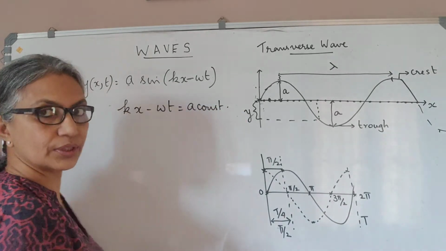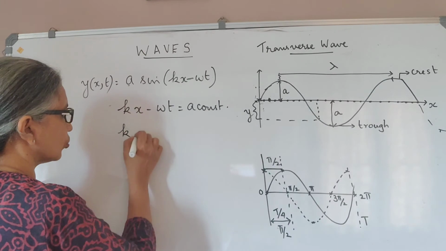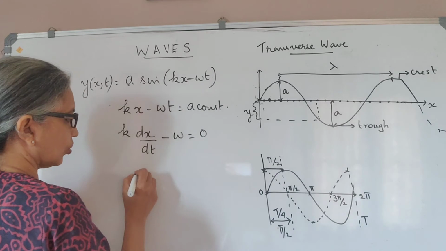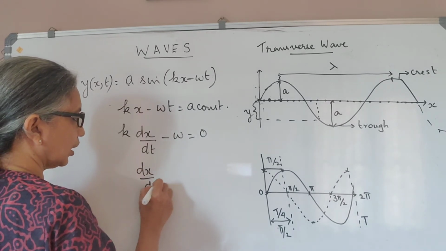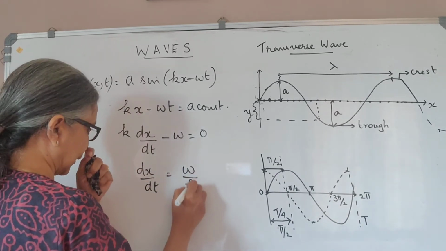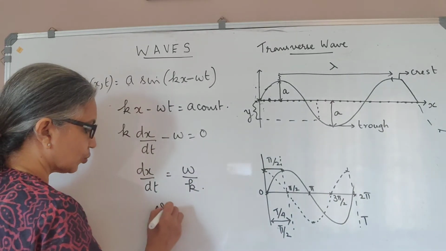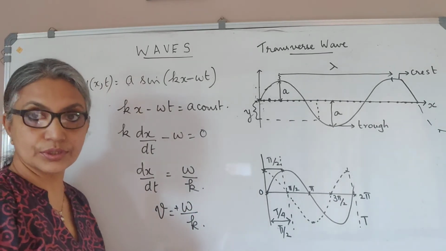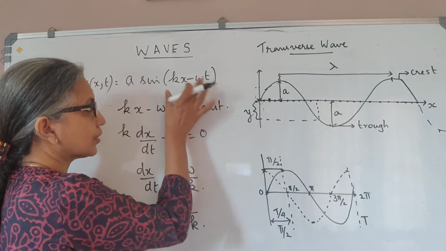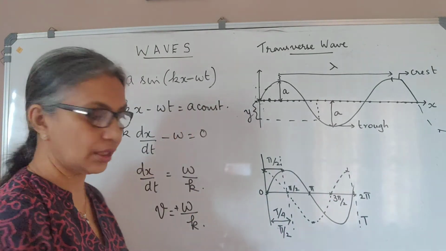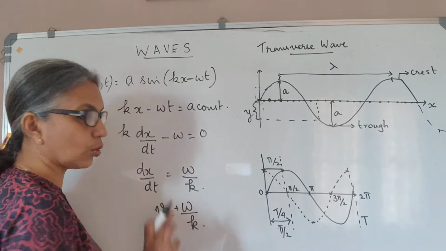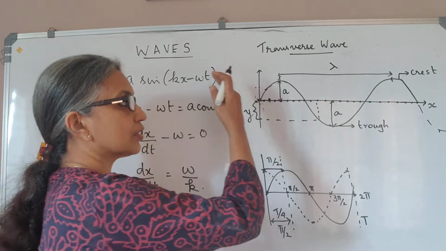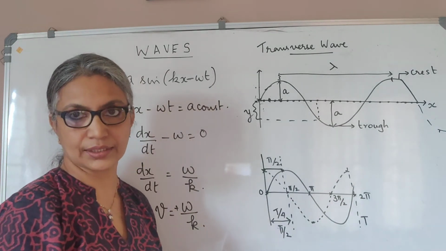Now if I differentiate this with respect to time, we have k into dx by dt minus omega equal to 0, or dx by dt equal to omega by k, which is what we have as the velocity of the wave, which is positive. So if you see the phase represented as kx minus omega t, we know that the velocity is positive omega by k, which means the wave is traveling along the positive x-axis.